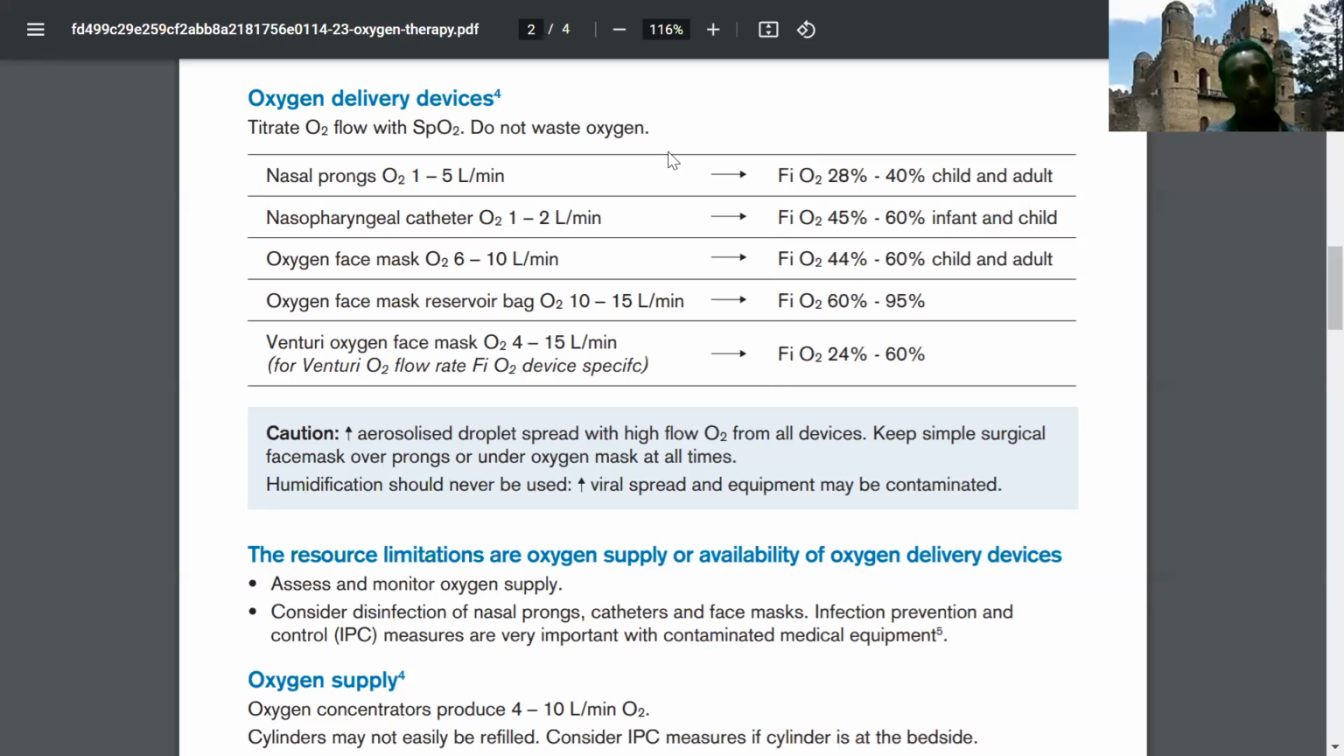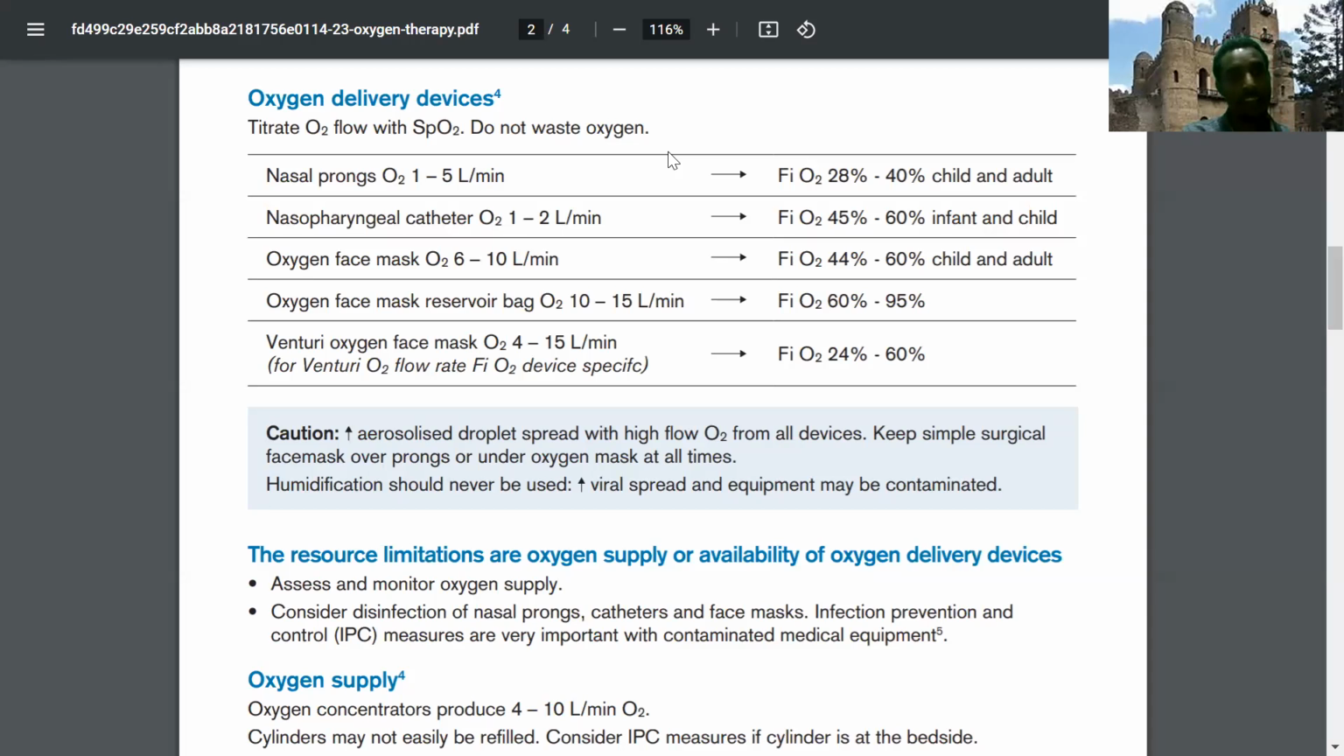You may also use a face mask with higher flow, 6 to 10 liters per minute, to deliver up to 60% FiO2. You may also use a face mask with a reservoir bag that prevents rebreathing, and the flow can be increased up to 15. This type of device is said to deliver up to 95% FiO2 for a patient.